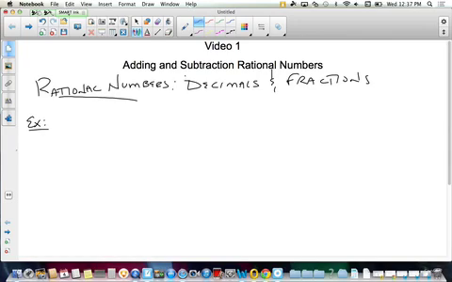Okay? So first example here is we got negative 4.8 plus a negative 8.7. Okay? Now, when you're adding rational numbers, you can do this without a calculator. We're going to either add or subtract. So we look at the numbers. Are the signs the same or are the signs different? Okay, in this case, the signs are the same. That means we're going to add these two numbers together.